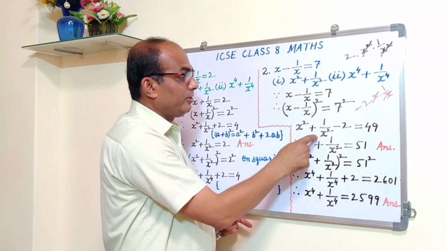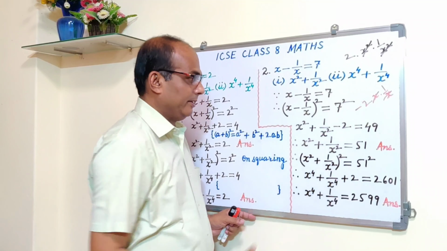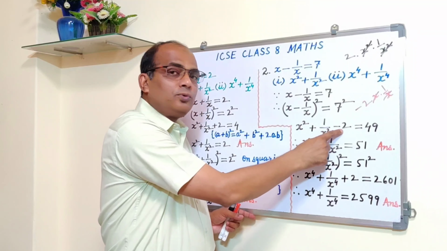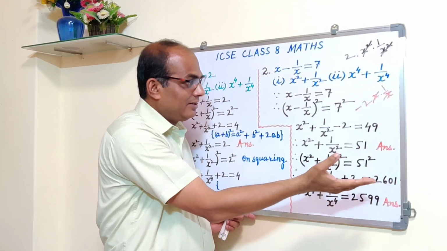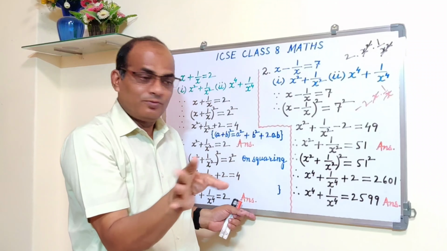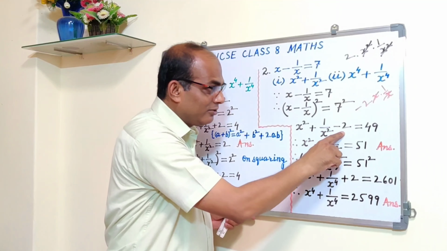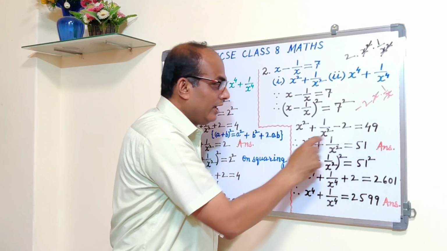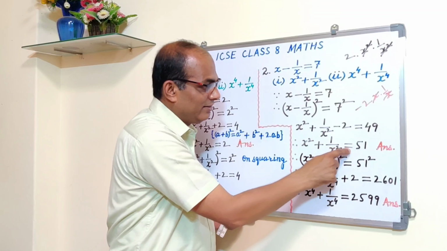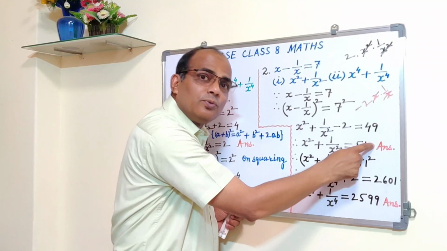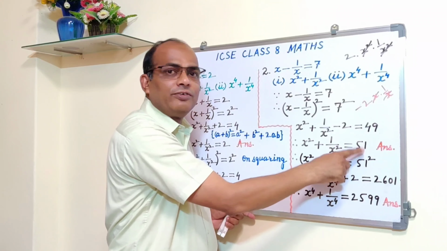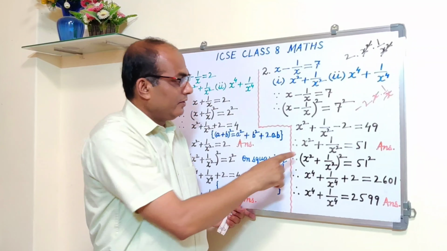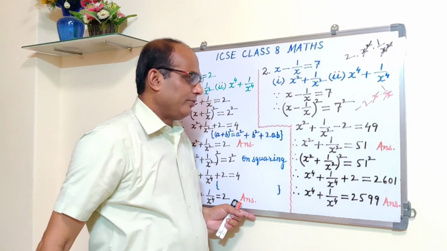So we got x square plus 1 upon x square minus 2 is equal to 49. Now this minus 2 we transpose from left hand side to the right hand side. That also you can show as one step which I have not shown. You take minus 2 from left to the right and write down x square plus 1 upon x square is equal to 49 plus 2. And then in the next step write down 49 plus 2 is 51. Alright. So x square plus 1 upon x square is equal to 51.